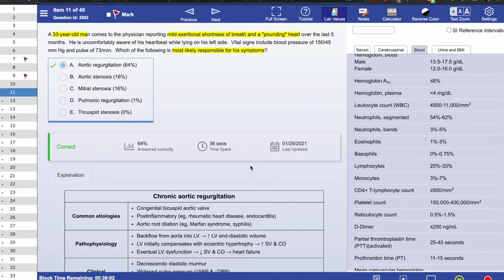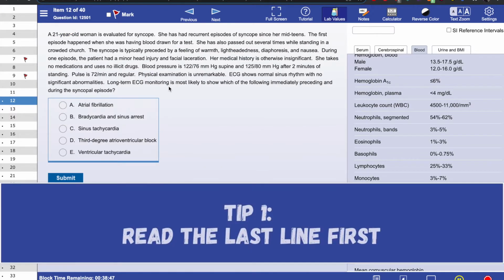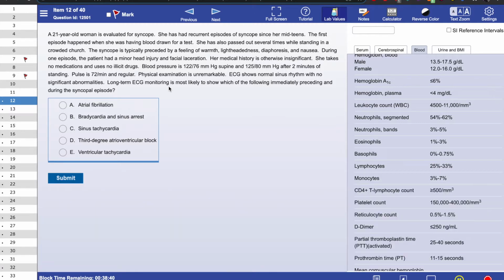All right, so we're just going to go right ahead into it. I'm currently on this page because I don't want my time to keep running while I'm explaining. The first thing I do when I approach a UWorld question is I look at the last line. For example, in this one, it says long-term ECG monitoring is most likely to show which of the following immediately preceding and during the syncopal episode. So sometimes from the last line of the question, you're able to answer the question, and so you're able to save time.